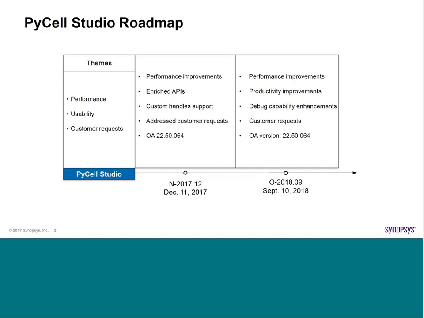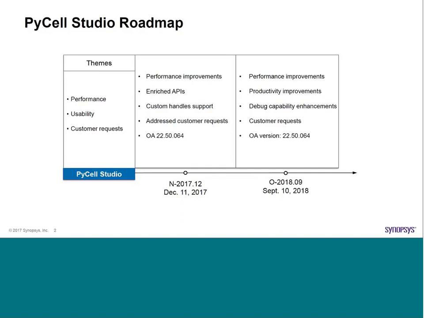Okay. So in terms of the PyCell Studio roadmap, the theme of all the updates that we are doing in PyCell Studio is categorized in three sections: performance, usability, and customer requests. Last year, in December, we released a major version of PyCell Studio, which is N 2017.12. There were a lot of performance improvements, API enrichments, and support for custom handles. And we also addressed a couple of customer requests during that release.